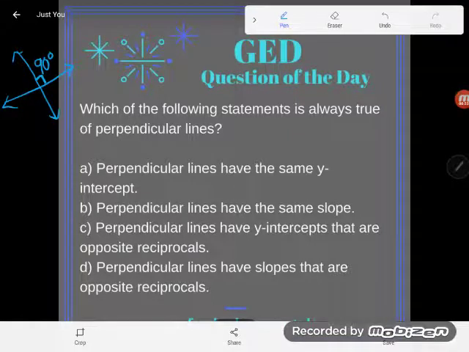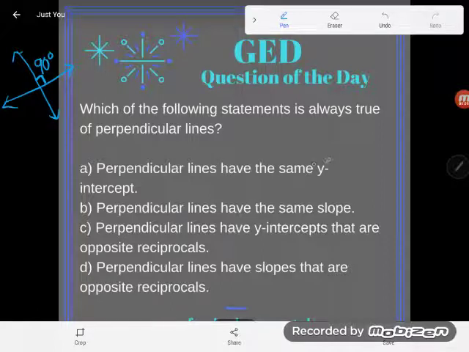It says, A, perpendicular lines have the same y-intercept. B, perpendicular lines have the same slope. C, perpendicular lines have y-intercepts that are opposite reciprocals. Or D, perpendicular lines have slopes that are opposite reciprocals.